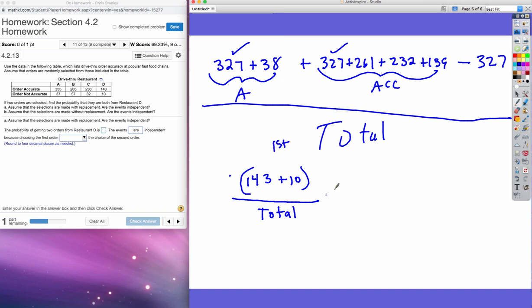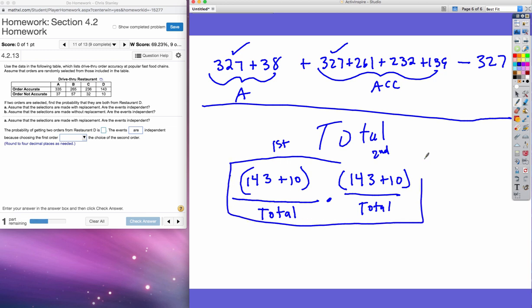Now you're going to put that person back and do the same thing over again. 143 plus 10 over the total, which didn't change. That's your second pick. You're going to take these two fractions and multiply them. And I'll make sure I do another one.